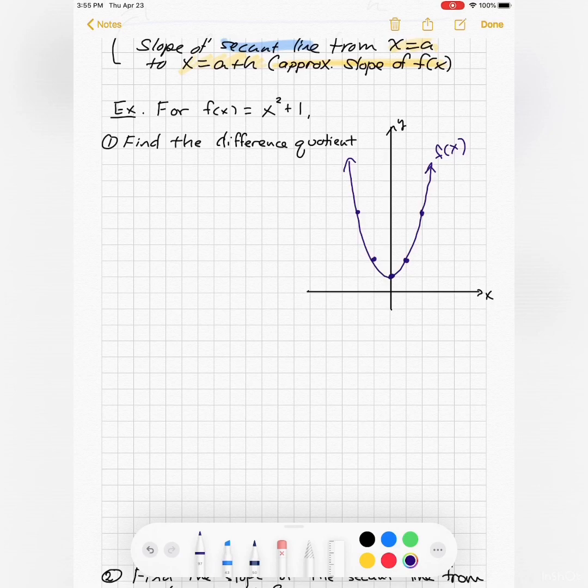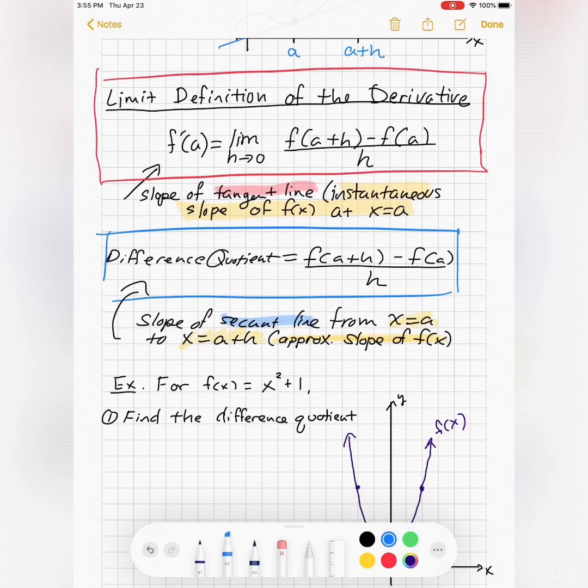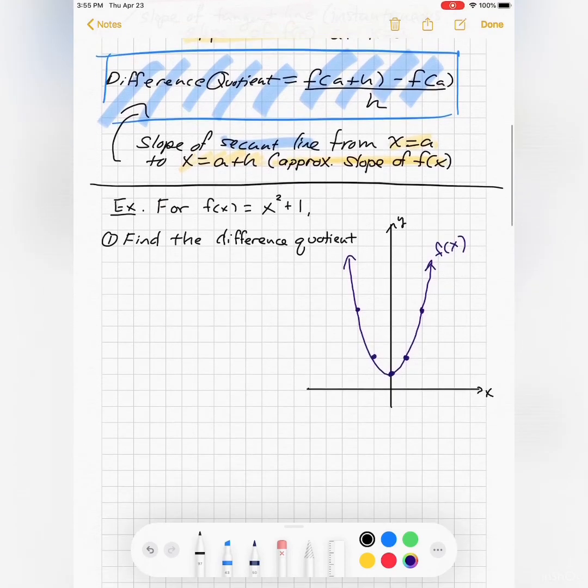So the first question says, find the difference quotient. Okay, so let's see where that one is. So that's this one here. So that's my general formula. Okay, so what I have to do is I have to apply that formula to this specific function. Okay, so my template, the denominator always has the h in it. The numerator, I have to fill in these two quantities, f of a plus h and f of a. So those would, of course, depend on the specific function.